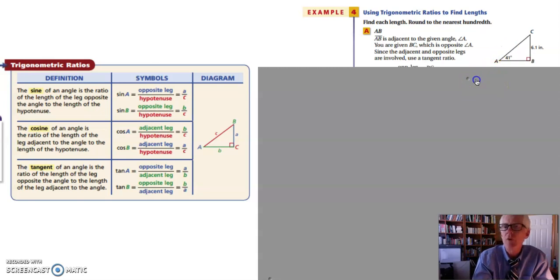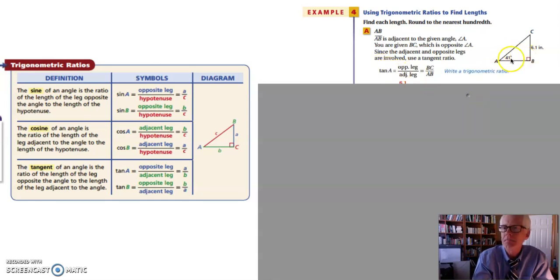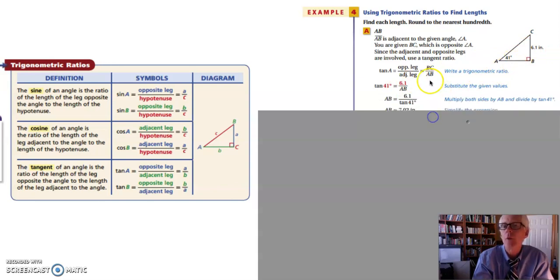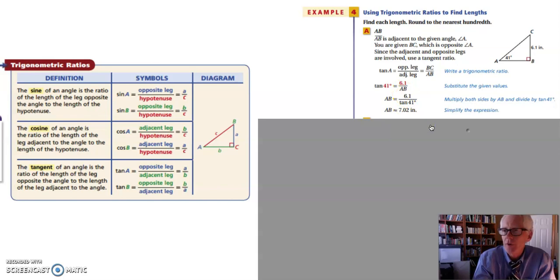So this ratio is tangent of 41 equals opposite over adjacent. Fill in what you know. Tangent of A, tan 41, is 6.1 over AB. Rewrite the ratio: when you multiply both sides and isolate AB, it will be 6.1 divided by tan 41. Use your graphing calculator, and you'll end up with 7.02.